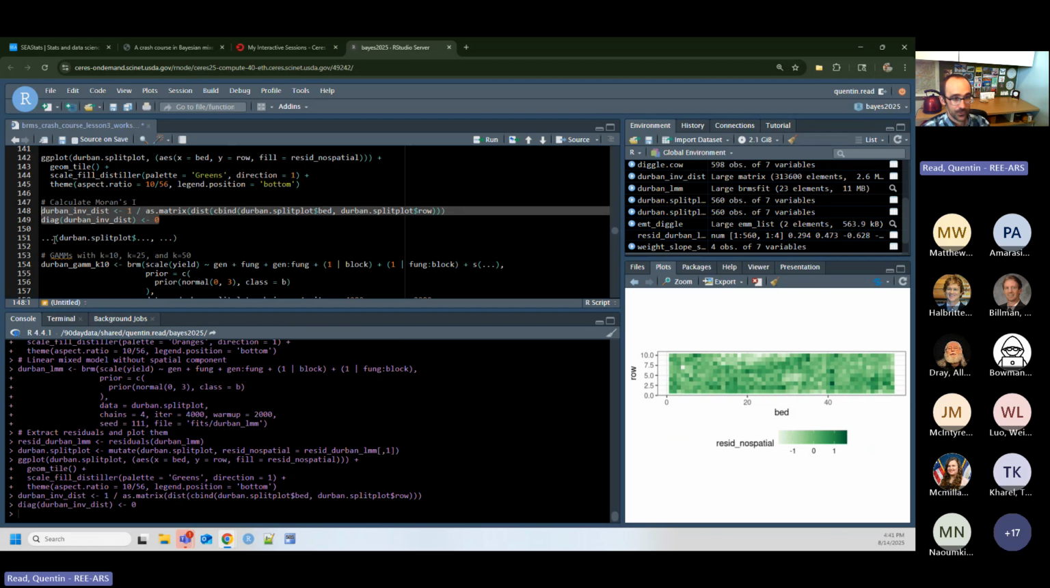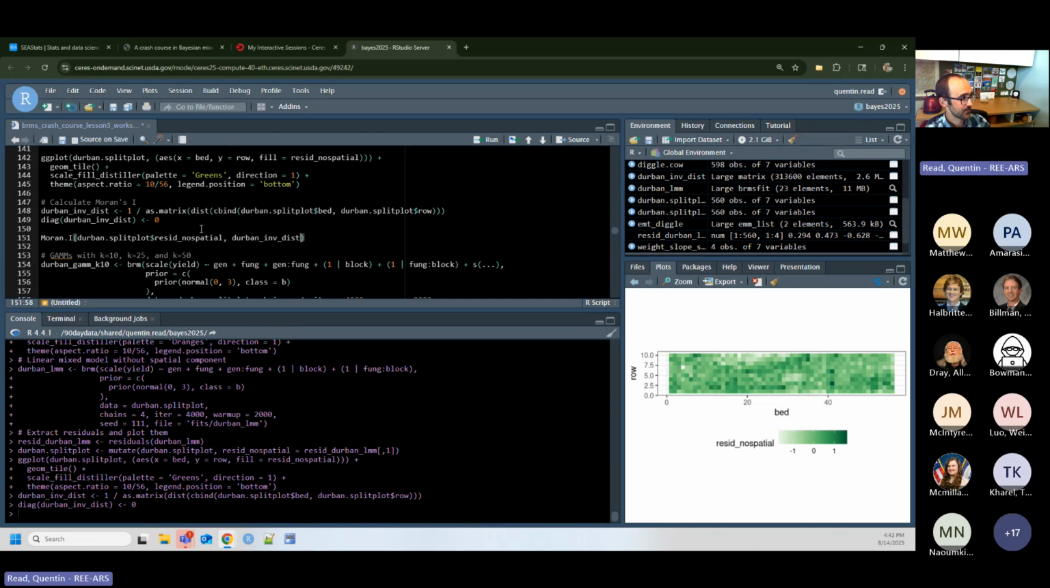And then I'm going to look at the Moran's I statistic. The function is from the ape package. It's called moran.I, capital I. The first argument is the thing we want to see if it has spatial correlation, the residuals. resid_no_spatial is the name of the column with the residuals. And the second argument is the inverse of the distance matrix between each pair of those residuals. Durbin_inv_dist is what I called it.